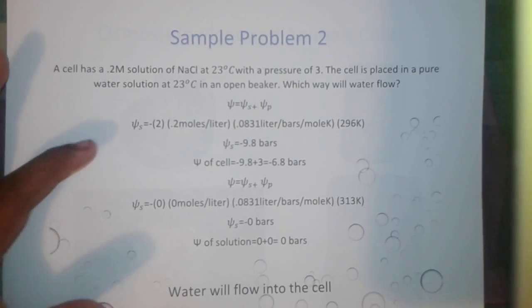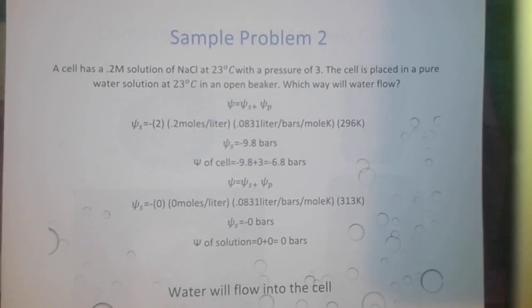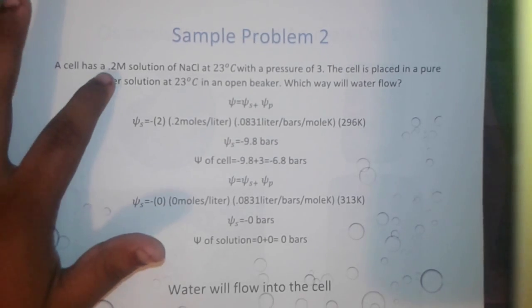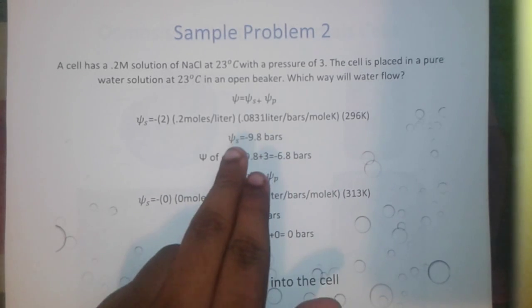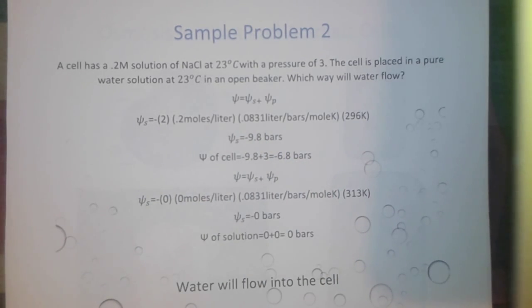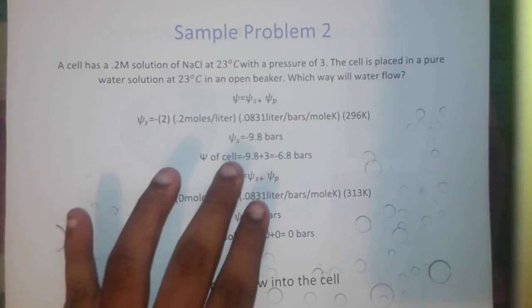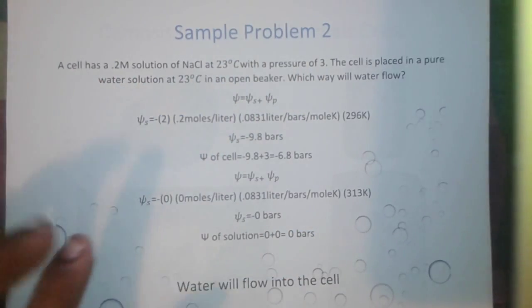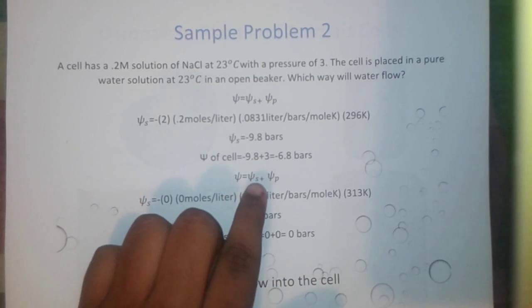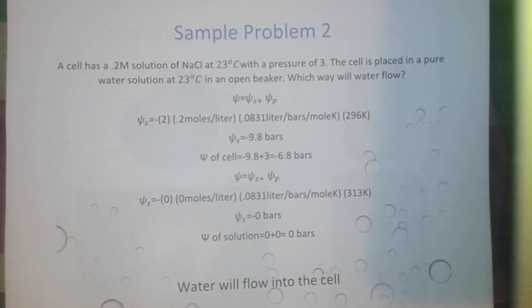The solute potential of the cell is negative times 2, since NaCl is broken down by water into 2 particles. Then multiply that by 0.2 molar, which is moles per liter. Then multiply by the pressure constant, which is 0.0831. Then multiply that times 23 Celsius plus 273, which would be 296. The solute potential will be negative 9.8 bars. And since you have a pressure of 3, the water potential will be negative 9.8 plus 3, which is negative 6.8 bars. That's the water potential of the cell.